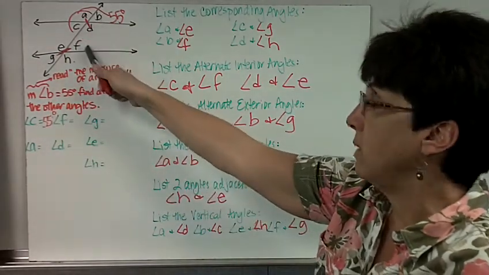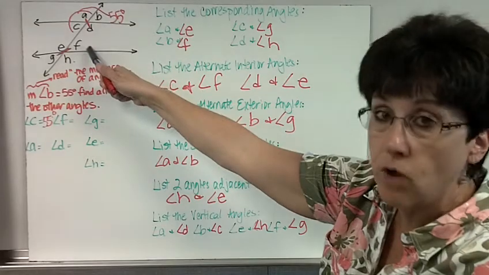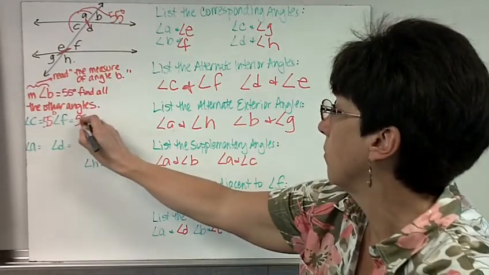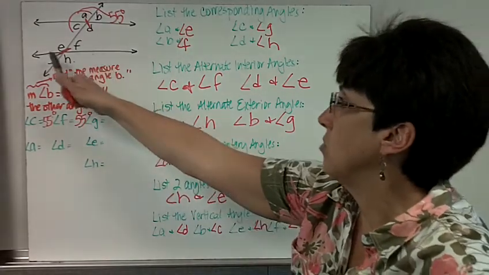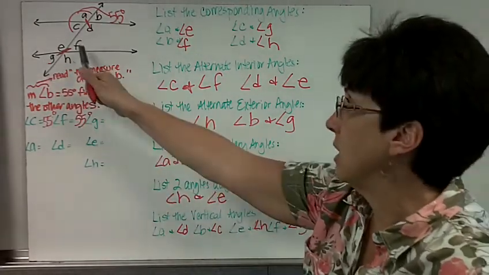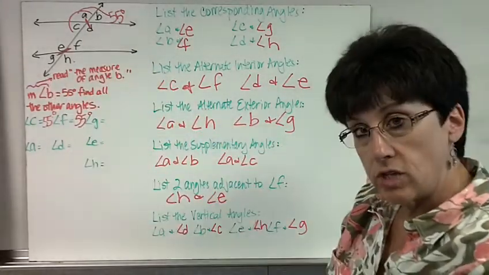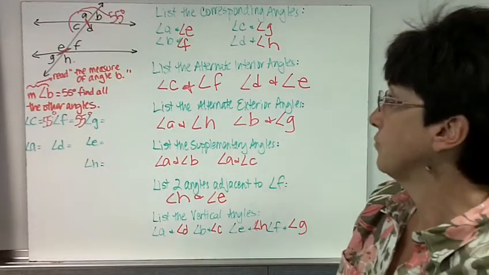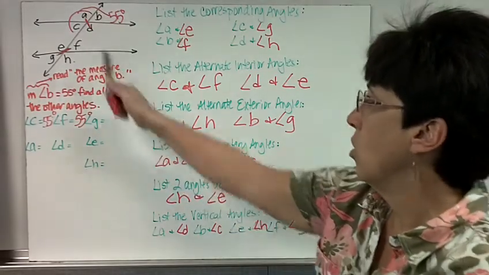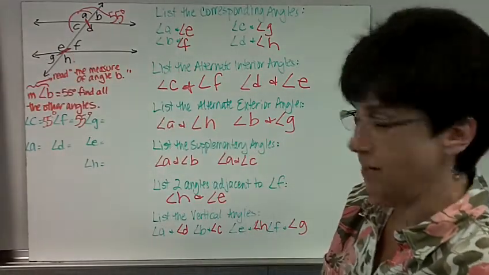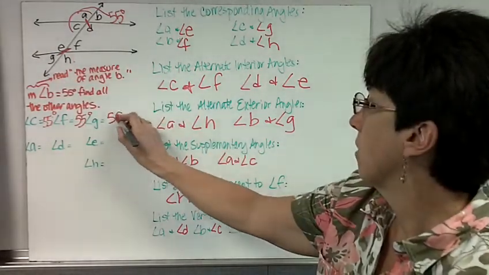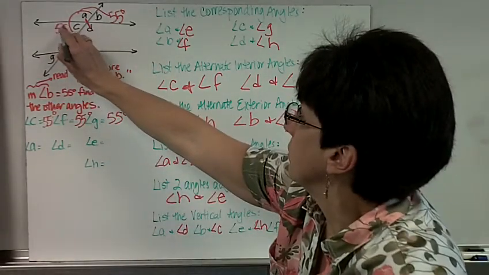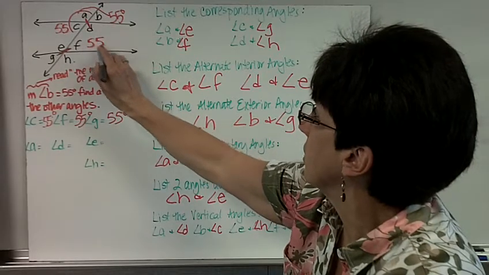And I know that angle F will be 55 because B and F are corresponding. And I know G will be 55 because you could either say B and G are alternate exterior angles, or you could say F and G are vertical angles. Or you could say C and G are corresponding angles, right? Okay, so that's 55, this is 55, this is 55, this is 55.